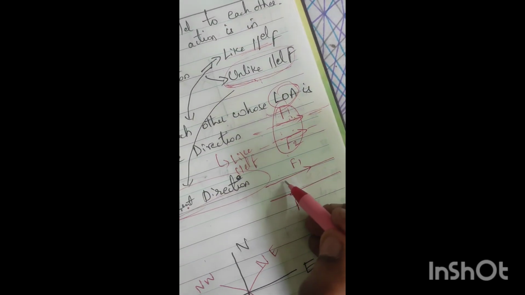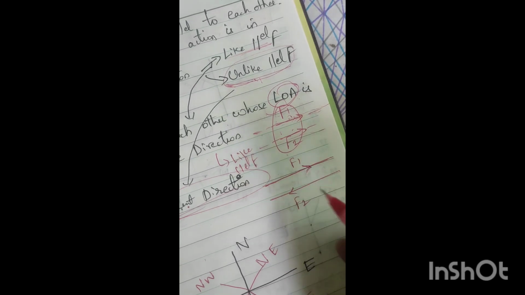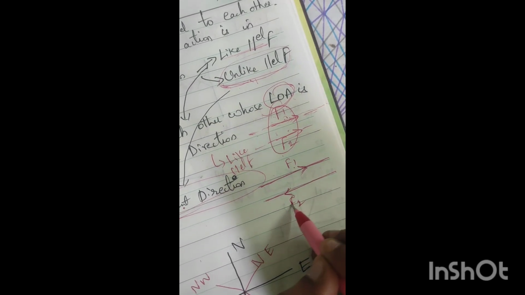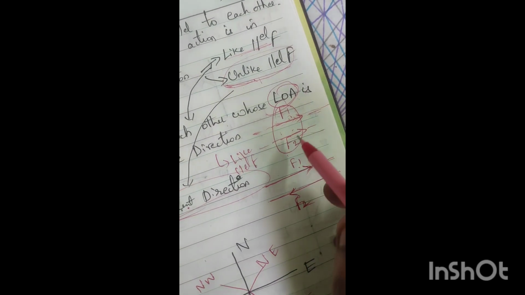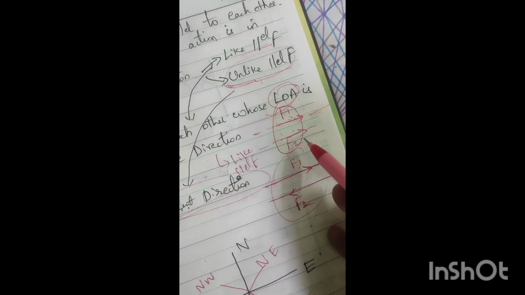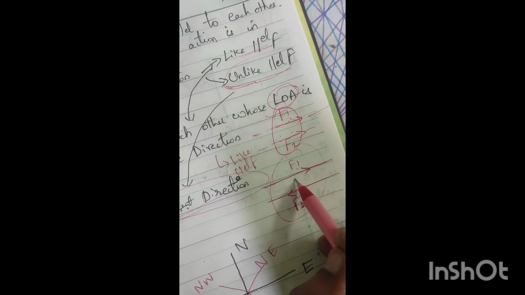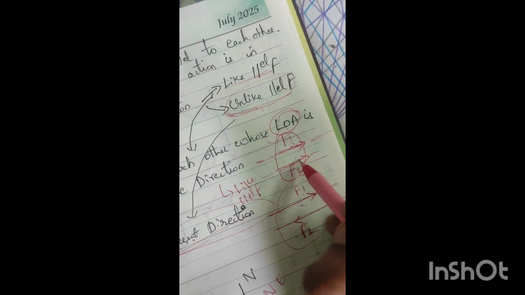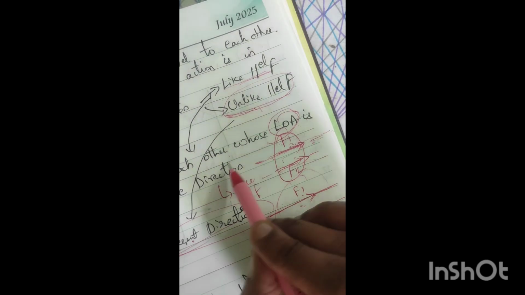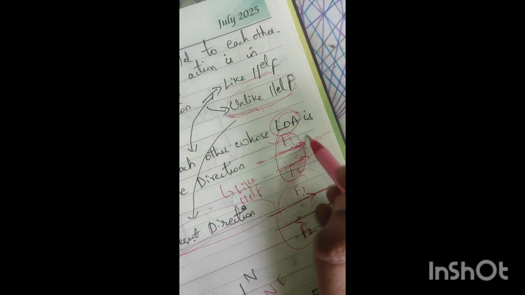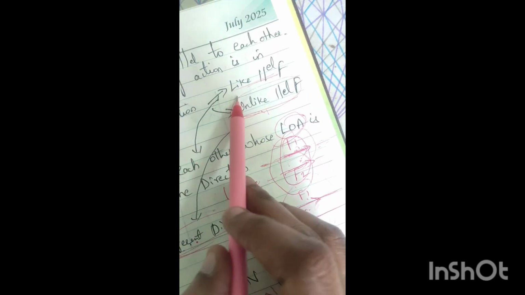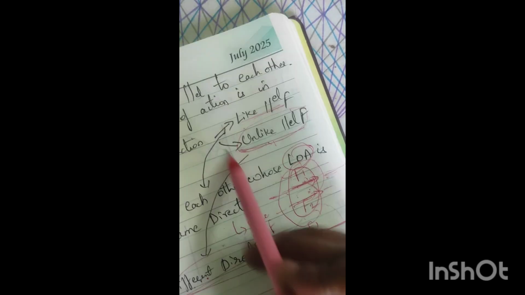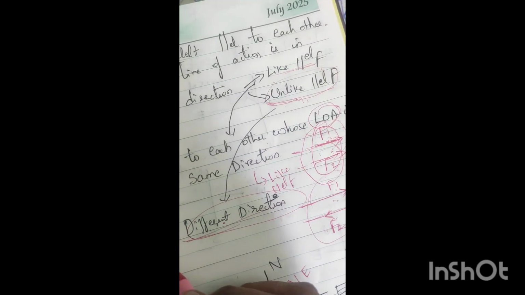For example, see here, the F1 force is acting in this direction and the F2 force is acting in this direction. So these two forces are acting in different directions. So this is known as unlike parallel force. These are acting in the same direction, towards the east only. So this will be known as like parallel force. These two forces come under the parallel force system.